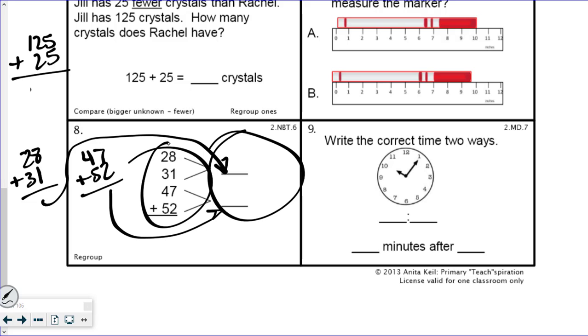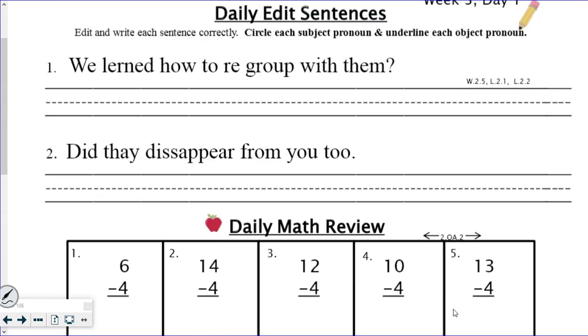Number 9, write the correct time 2 ways. So look at the clock. There's an analog clock, write the digital time like we do in the morning. And then how many minutes is it after what hour? Pretty easy to do. Pause your video, do number 9. And let's start checking from the top.